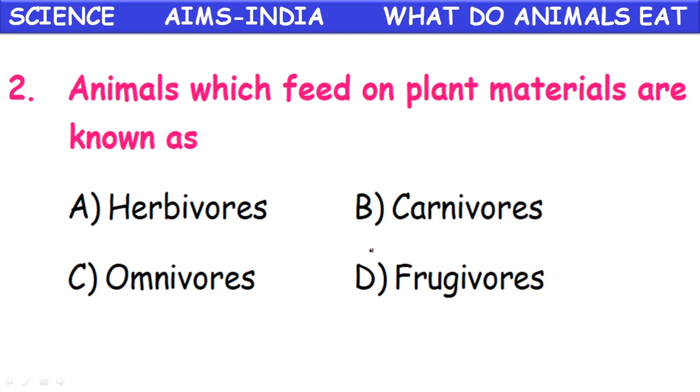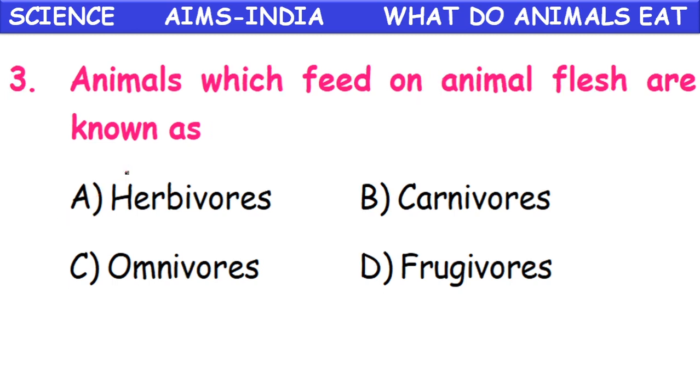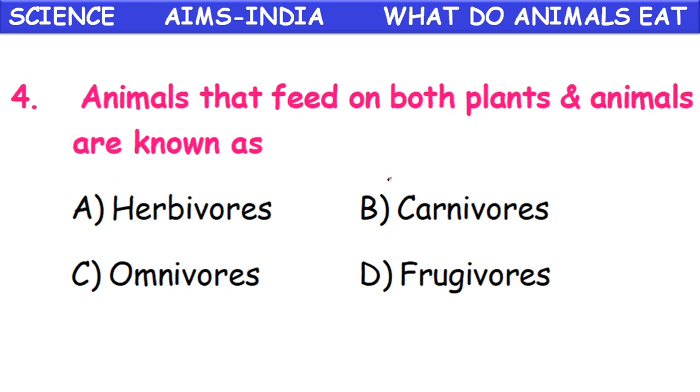Herbivores means which eat plants, carnivores means which eat flesh, omnivores means which eat both plants and animals, frugivores means which eat fruits. So here, animals which feed on plant materials are called herbivores. The animals which feed on animals' flesh are called carnivores. Animals that feed on both plants and animals are known as omnivores.